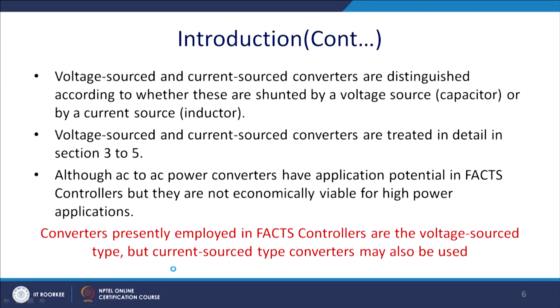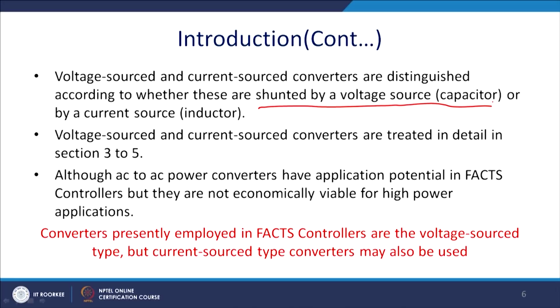So, voltage source current control inverters or converters are distinguished according to whether they are shunted by a voltage source, or if the DC link is an inductor, then it will be a current source. Both topologies are possible, but the voltage source is more advantageous and it can handle a huge amount of power, otherwise the size and the cost of the inductor will be too high. For this we will prefer the voltage source converter.